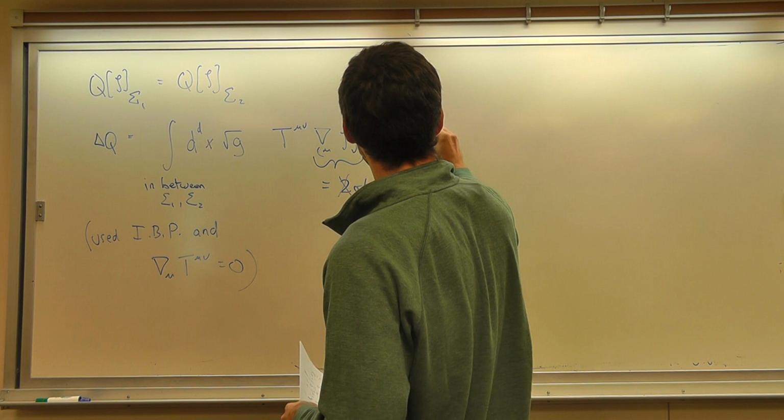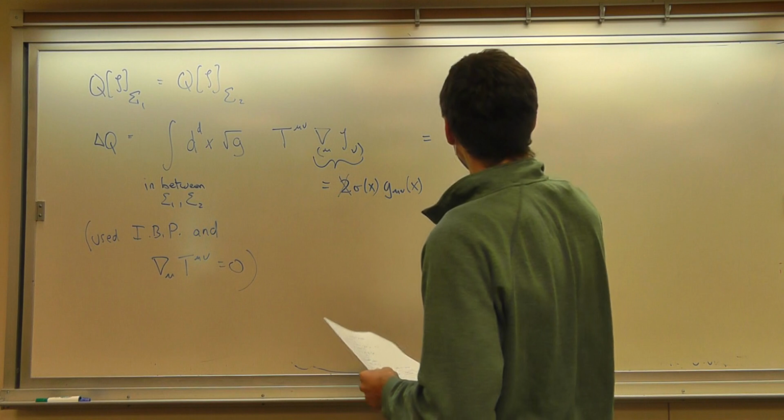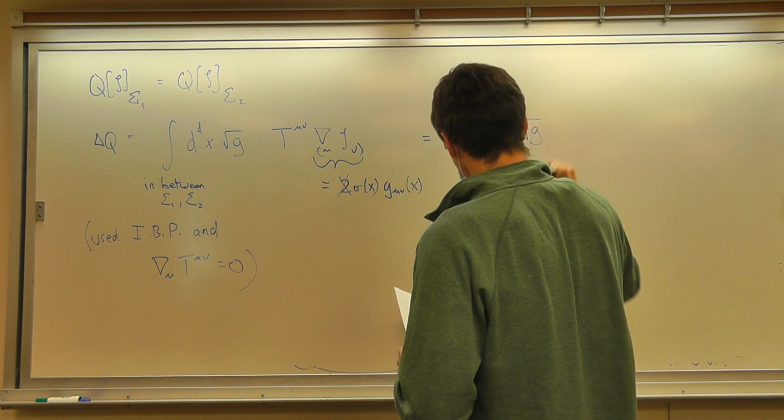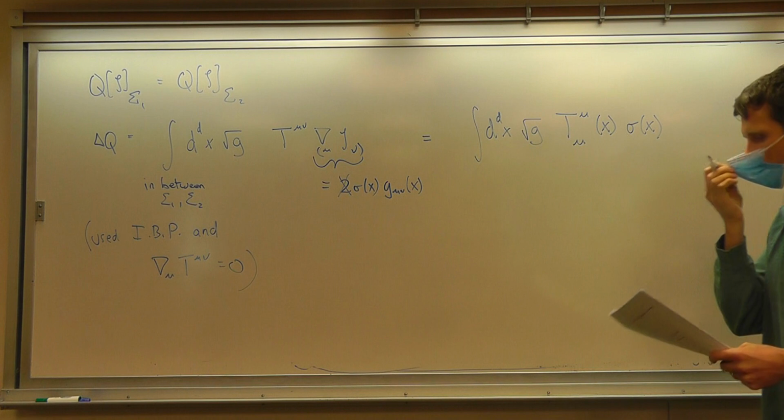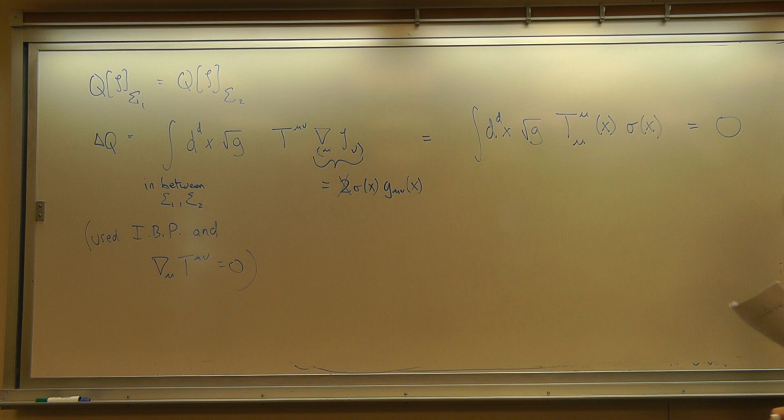Okay, so this delta Q is therefore the integral d^d x root g T mu mu of x, that is the trace of the stress tensor, times sigma of x. And we want that to be zero in a conformal field theory because we want the conformal charges to be conserved charges.